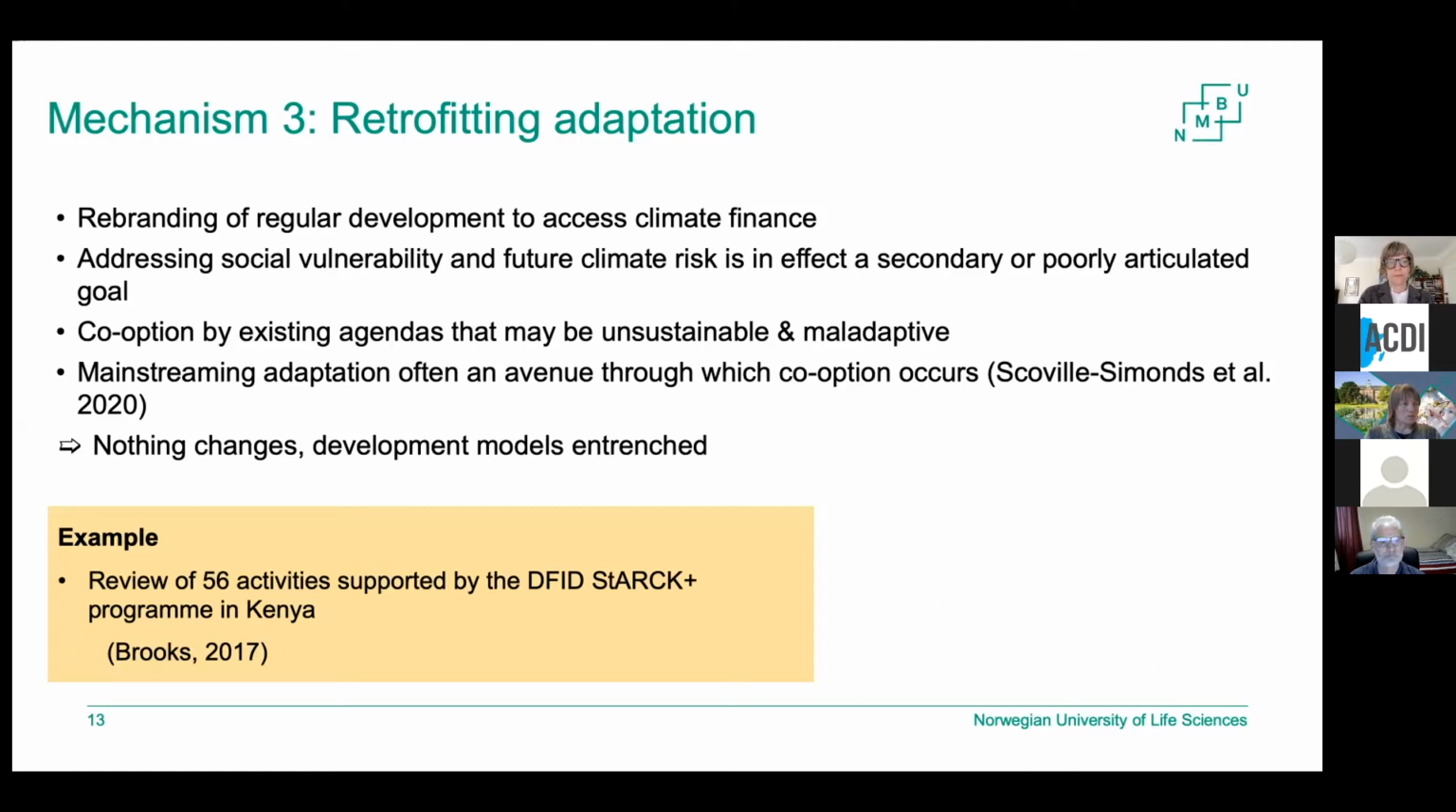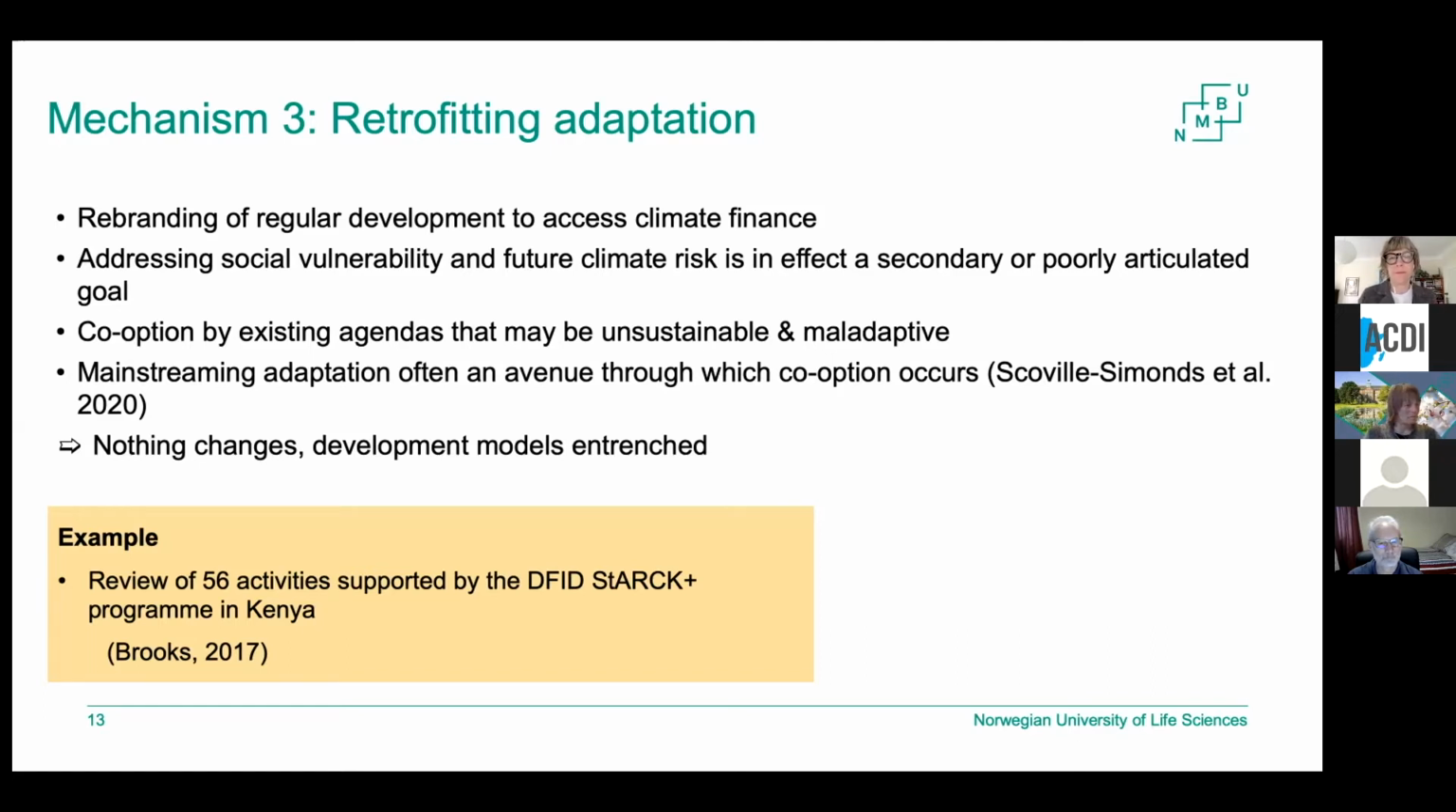Sometimes there's also a more explicit co-option by existing agendas that may be unsustainable and maladaptive. So you already have a development agenda towards, whether it's agricultural intensification or some other development ideology, and then adaptation just gets co-opted into that and reinforces that without really questioning whether this might actually be the type of development that's contributing to inequities and vulnerability in the first place. So essentially then nothing changes and development models are entrenched.